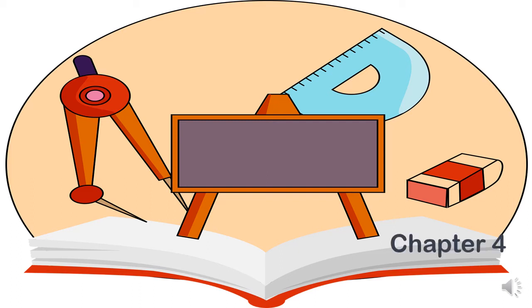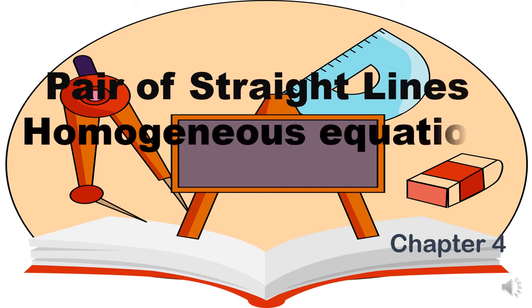Hello students, going further in chapter 4, that is pair of straight lines. Today we deal with homogeneous equations of degree 2.